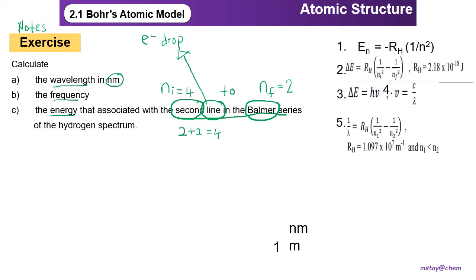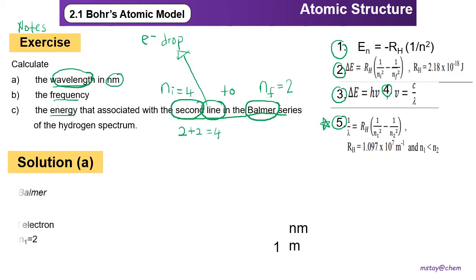Next, we list out all the formulas, the 5 formulas here: 1, 2, 3, 4, and 5. The first one, they ask us to determine the wavelength. So we look at the formulas here. Among these 5 formulas, the 5th formula is the one that contains wavelength. So I will have the idea that we need to use 1 over lambda.